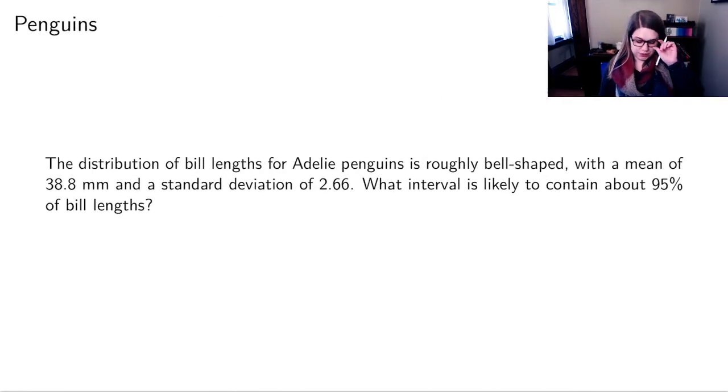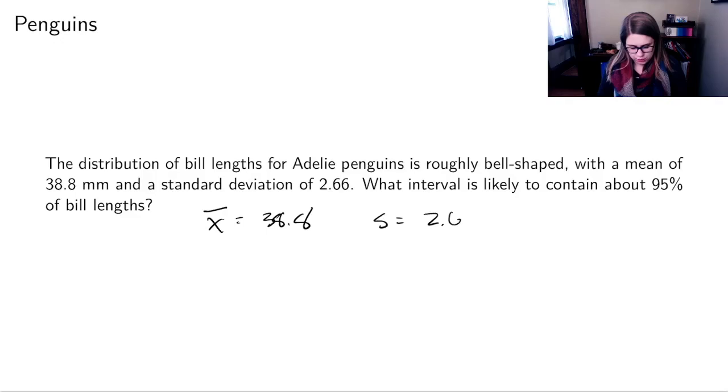And you can also use it to answer questions like this. So the penguins data set, which I think you looked at for one of the labs, had a bunch of different species of penguins. One of the species is Adelie penguins, and the distribution of bill lengths for those penguins is roughly bell-shaped. The mean, or the x-bar, was 38.8, and the standard deviation is 2.66. And then the question is, if I wanted to say 95% of bill lengths are between this and this, how would I create an interval to do that? And maybe we'll talk about that when we have synchronous class together.